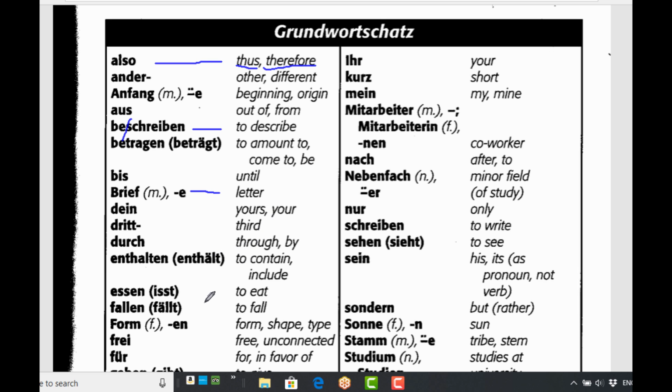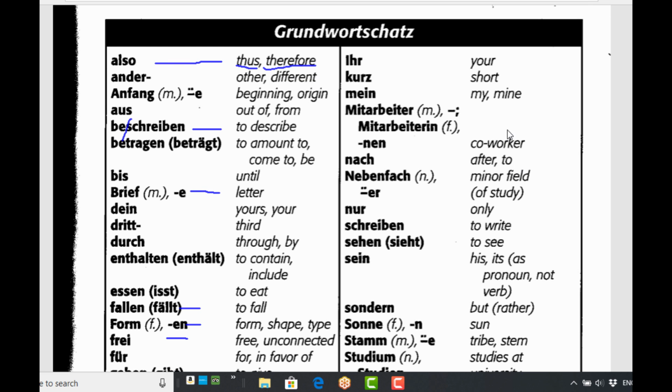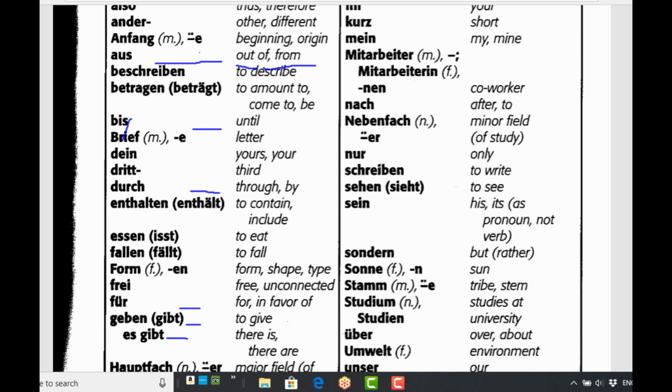Essen, eat, fallen. This is similar. Very simple. These are all similar. Do these look similar to you? Let me just move up a little bit. Let's see here. Okay, so we're looking at these words down here. So essen, to eat, fallen, fail. Why do they list this word here?